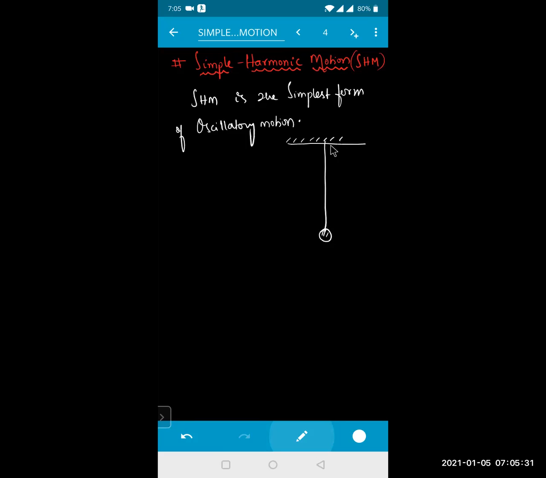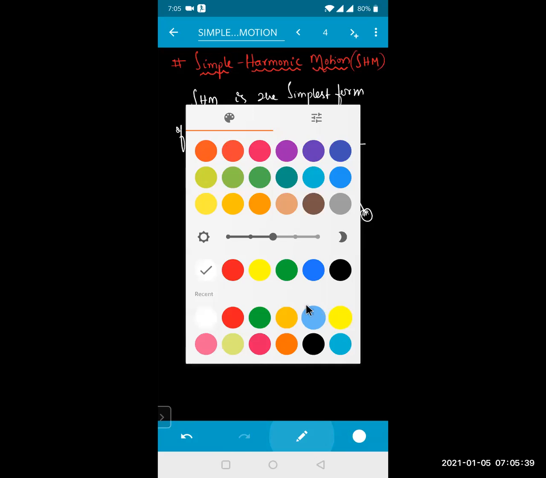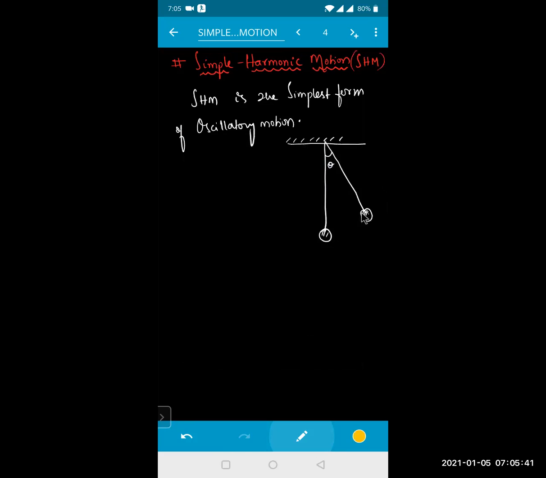When you take this to the extreme position, what is happening? Some force is restoring it back, isn't it? This is making an angle theta of deflection. The moment you take it to the upper portion, some force is again trying to bring this body back in the backward direction. What is that force?